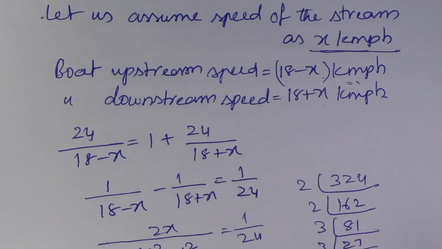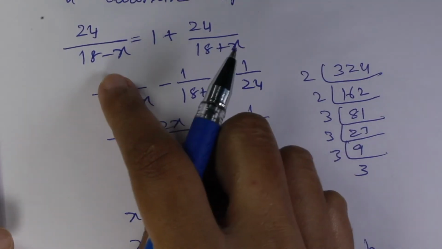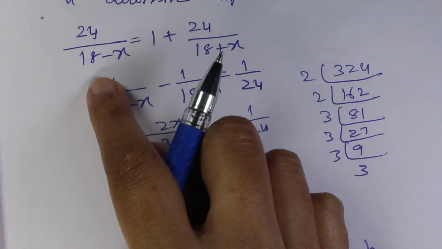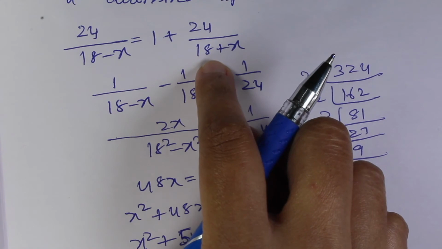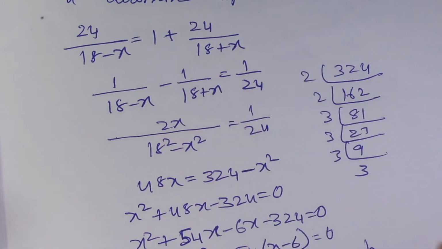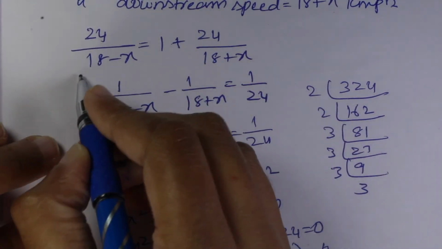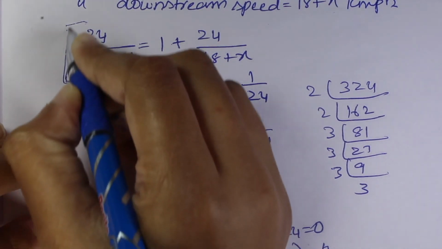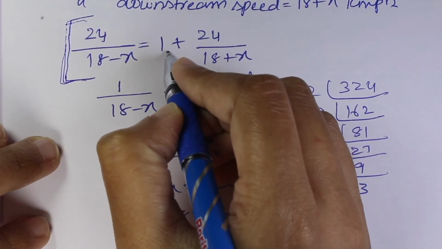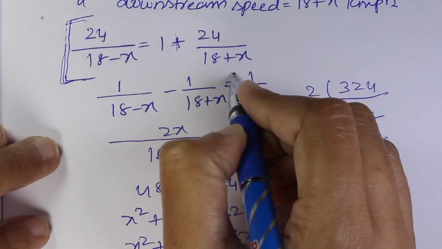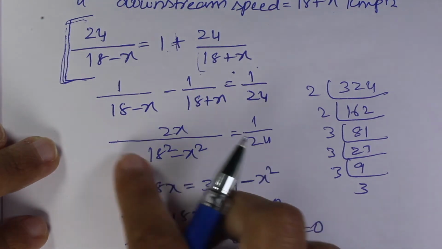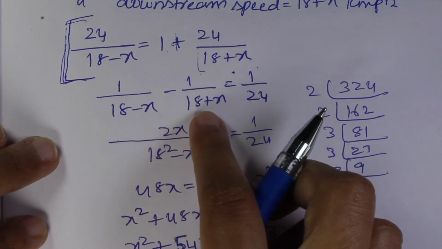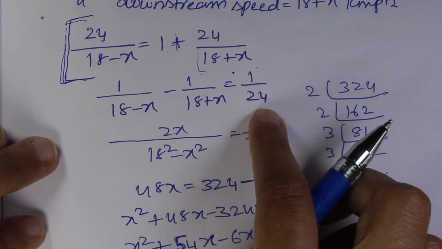Now he has given that the time taken for the boat to complete upstream is 1 hour more than the time taken for the boat to complete the downstream. So that is equal to 24 divided by 18 minus x is the time taken for the boat to go upstream, is 1 hour more than the time taken for the boat to go downstream, that is 24 divided by 18 plus x. I have solved this equation. 1 by 18 minus x minus 1 by 18 plus x is equal to 1 by 24. I got a quadratic equation after solving this.